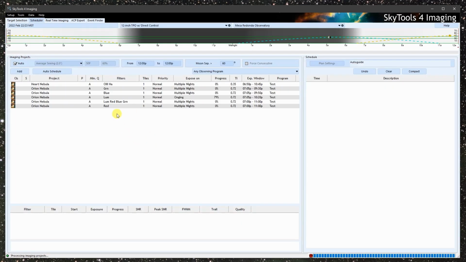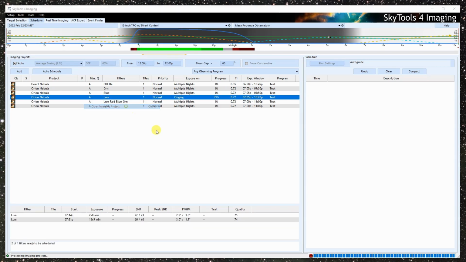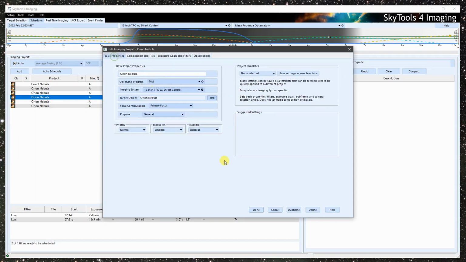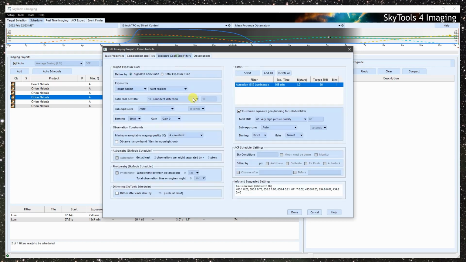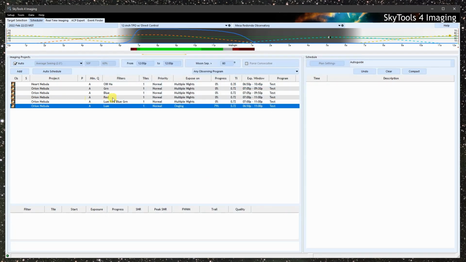If we look at the project, go back here and open the luminance project, exposure goals, I've actually set it for the faint regions. So let's change it back to main extent and watch what happens. Now when we choose that, it starts at the same time as the target selection tool did, back at 7:50. So this is one of those little details that you have to keep an eye on. Am I actually exposing for the same part of the object?